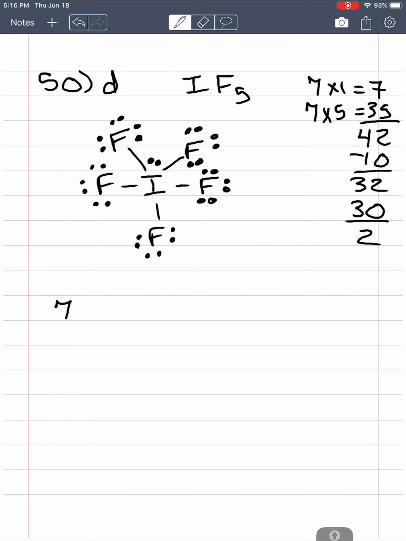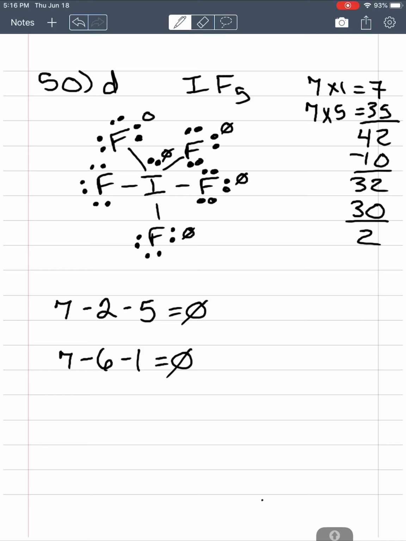So iodine has 7 valence electrons, minus 2 lone pair electrons, minus 5 bonds, which is 0. Fluorine is in group 7, so it has 7 valence, minus 6 lone pair electrons, minus 1 bond, which is 0. So this is 0, 0, 0, 0, 0, and 0, which is good.